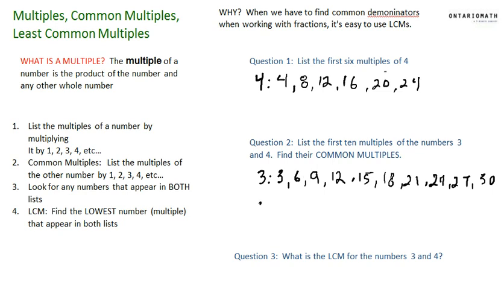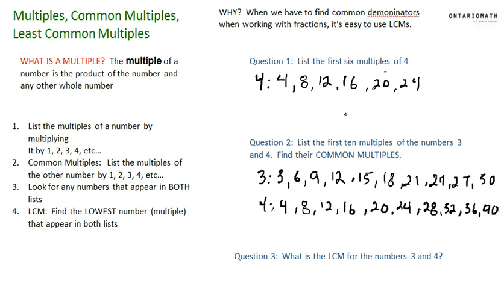And I'll do the same thing for 4. So 4, 8, 12, 16. I guess I already did a bit of work up there. 24, 28, 32, 36, and finally 4 times 10 is 40.